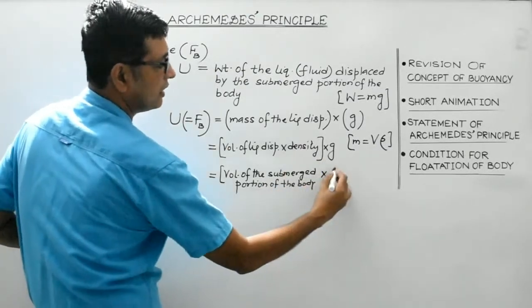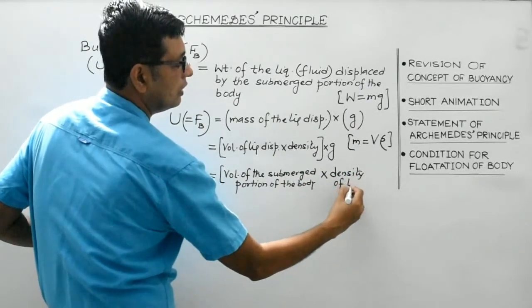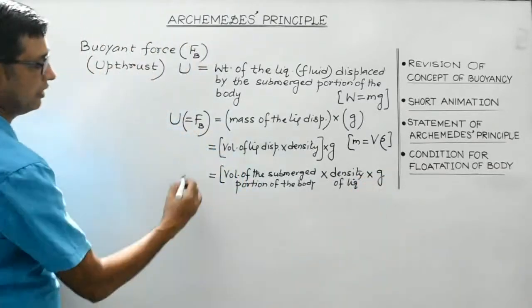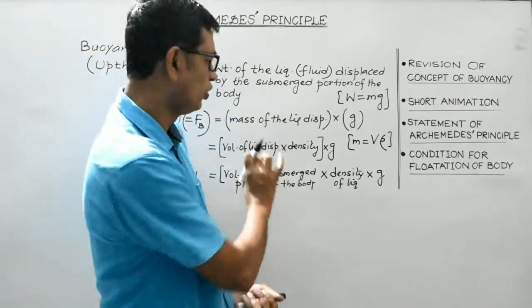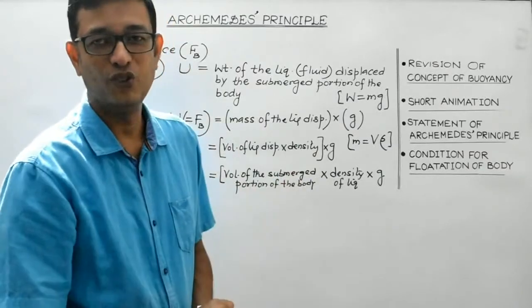Multiplied by, this is density, obviously the density of the liquid in which the body is immersed, multiplied by acceleration due to gravity. So this is upthrust or the buoyant force. Please do remember it. And we have discussed some numericals also based on buoyant force, isn't it?